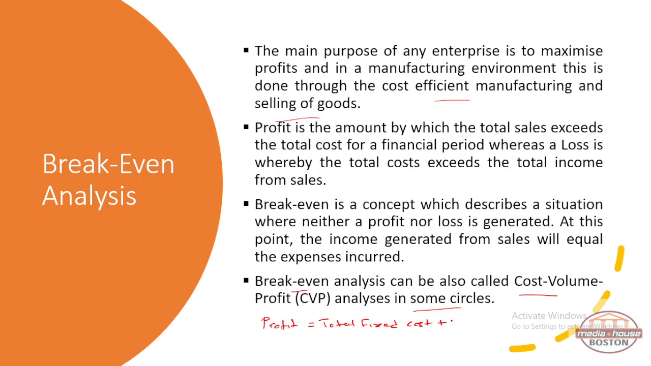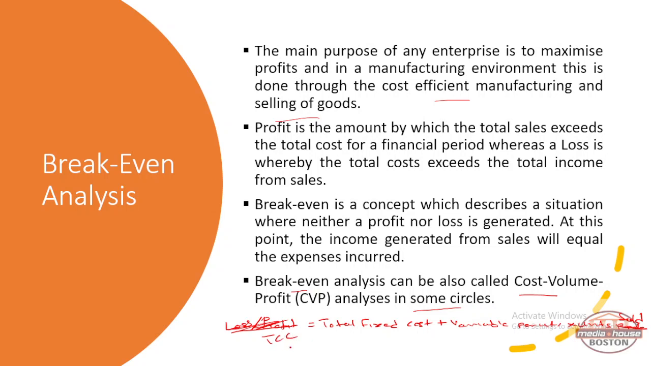So plus our variable cost per unit multiplied by units produced or sold. Let's just say units sold. So this is either our profit or our loss, but normally we refer to this as profit. Sorry, not profit. This is total cost. So this is actually total cost.